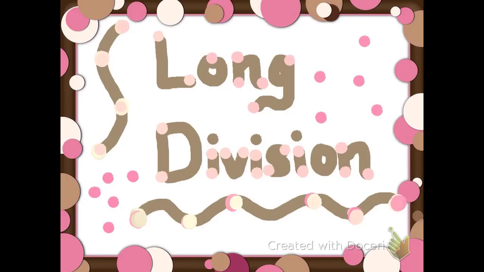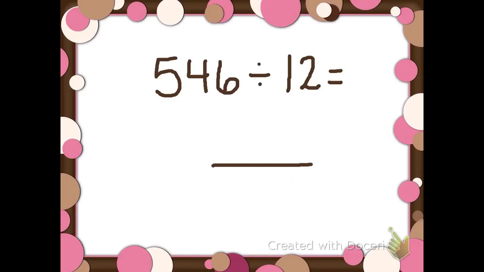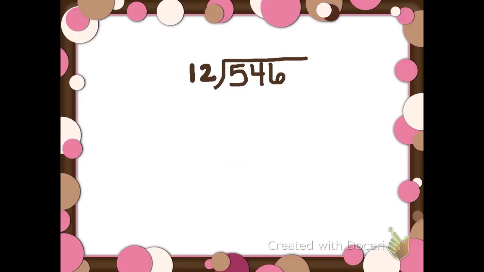Hello students, this is going to be a video review over long division and how to take a remainder and turn it into a decimal. So we're going to start off with the example 546 divided by 12. And remember, the first number is the dividend and the second number is the divisor. So when you set it up, you will put the first number, the dividend, inside the house, and the second number, 12, outside the house.